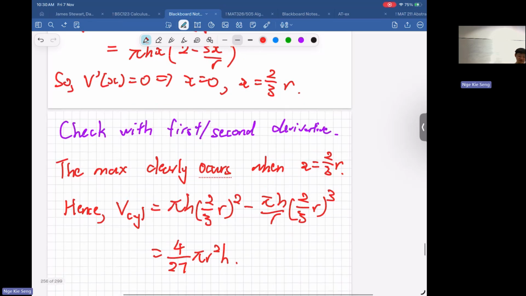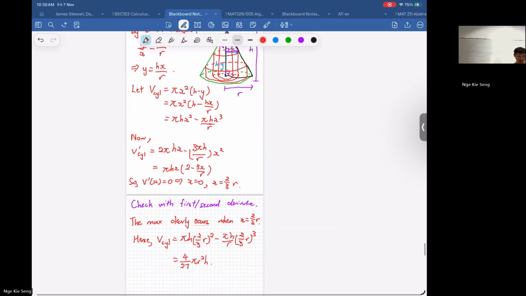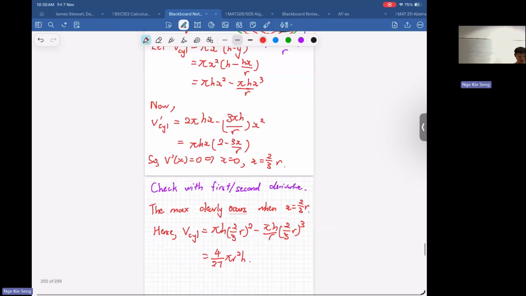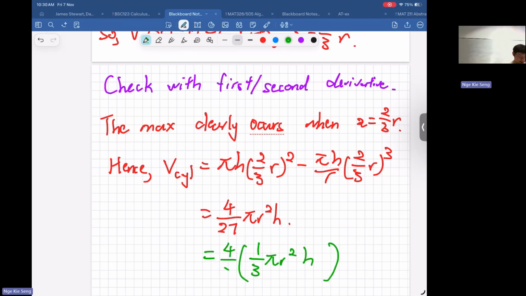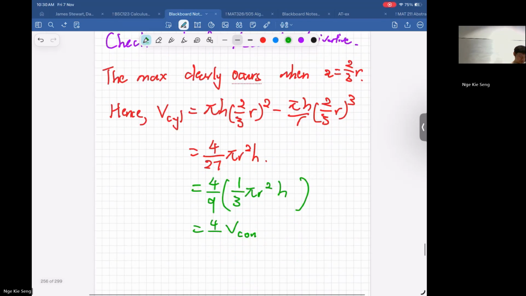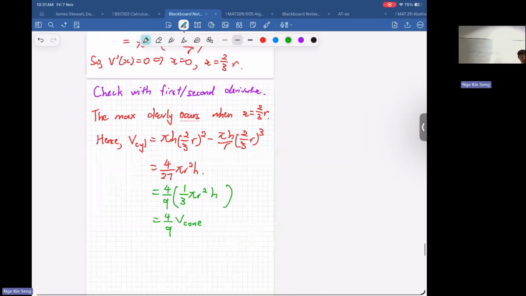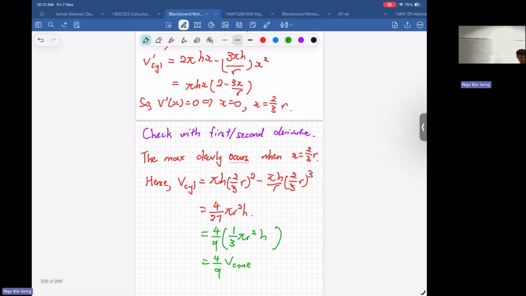Okay. So actually it's dependent on your cone, a bit different from your cone, right? Let's check this value here. Do you remember what's the volume of a cone? I think it's 1/3 of pi r squared h, right? So it's 4/9. 4/9 of the volume of your cone actually. Okay. So you actually can get 4/9 of your cone for the maximum volume of the cylinder.